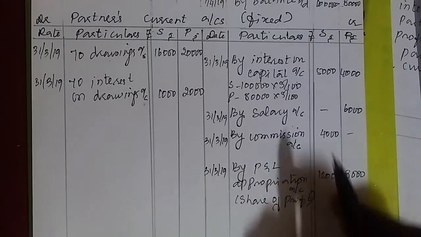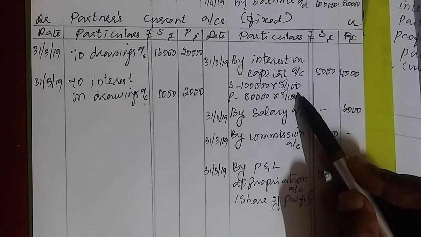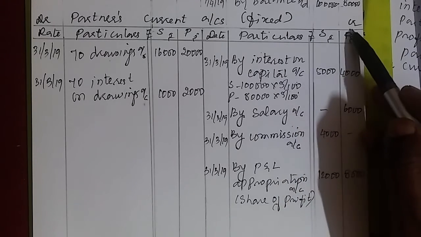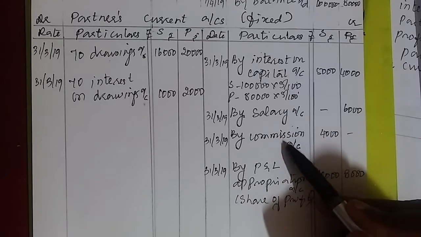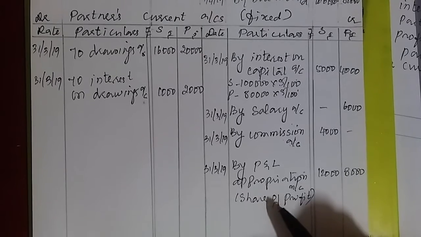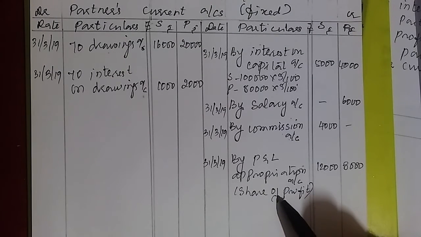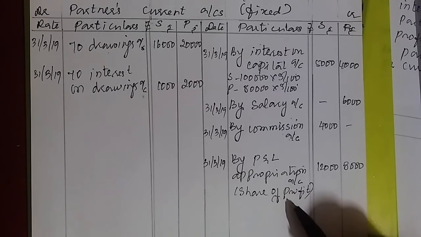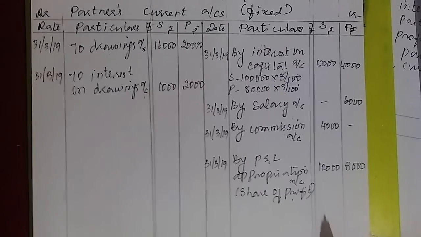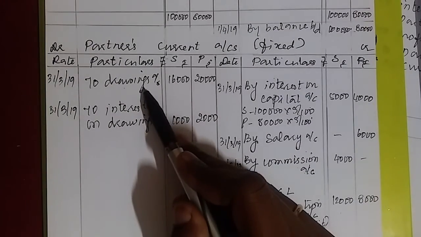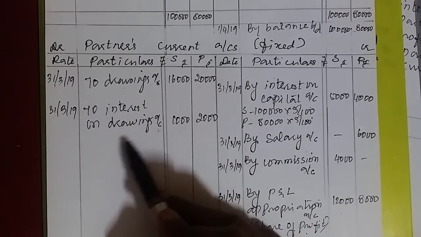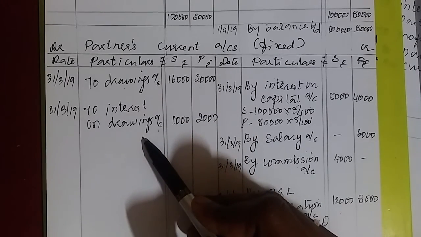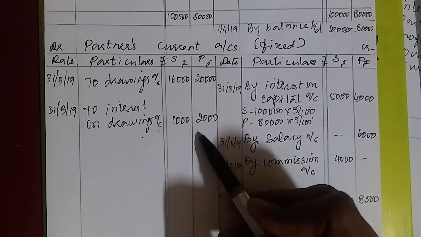Clear? Yes. Interest on capital is an income to the partner, so show it on the credit side. Salary and commission are also income to the partners, so show them on the credit side. P&L appropriation, their profit was calculated, so that was transferred. So this profit is a credit value, so we should show it on the credit side. And here drawings, it is a debit value, show it on debit.